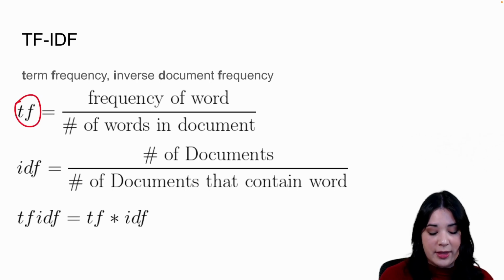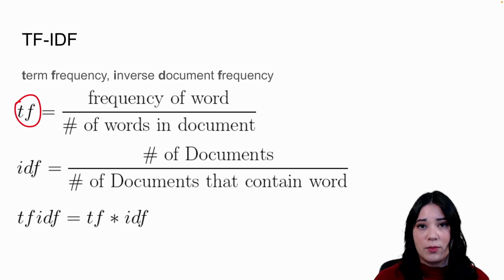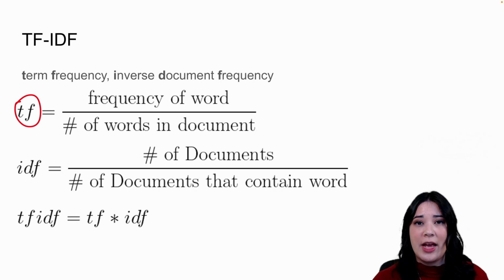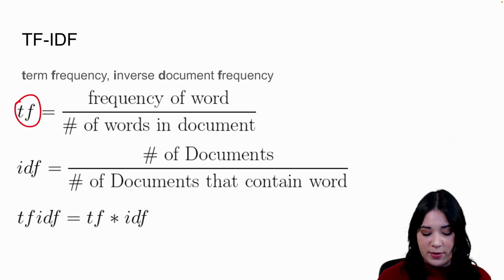Term frequency, like the name implies, is basically a count of how many times a word occurs in a given text, divided by the total number of words. For instance, we could look at a text like the book Jane Eyre and look at how many times the word Jane appears. Next, we need to calculate the inverse document frequency.